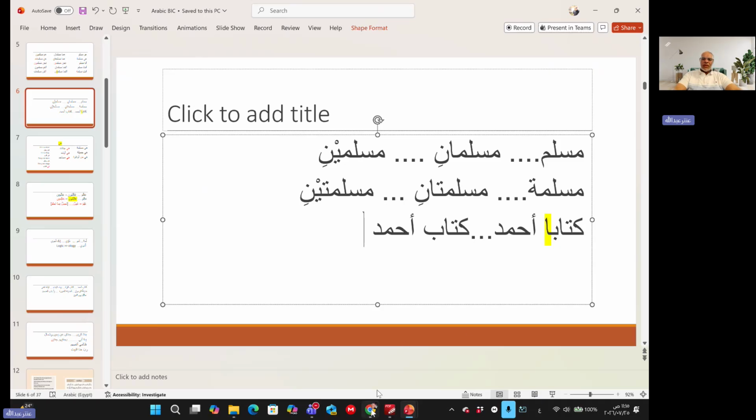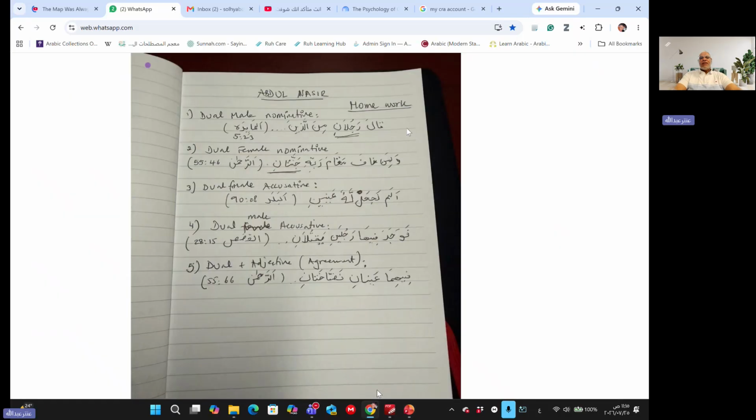You had some homework to find words that have the dual with alif and nun, and the dual with ya and nun, for both male and female. And then we said if you can find an example where the nun is dropped. So Sheikh Abdul Nasser said this: قال رجلان من الذين أنعم الله عليهم ادخلوا عليهم الباب. Yeah, two men said. Two men, this is nominative. رجل and رجلان.